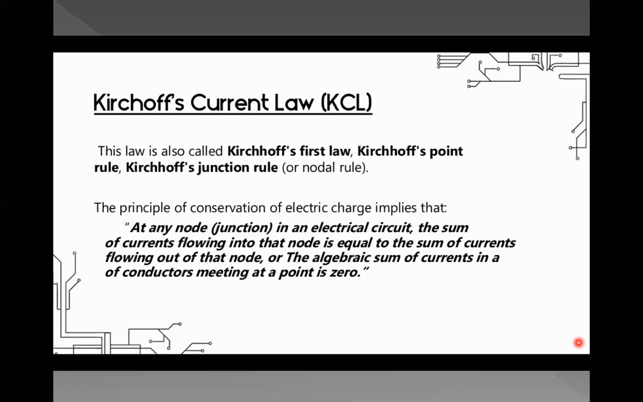The principle of conservation of electrical charge implies that at any node or junction in an electrical circuit, the sum of currents flowing into that node is equal to the sum of currents flowing out of that node. Or simply, Kirchhoff's first law can be defined as the algebraic sum of currents in conductors meeting at a point is zero. It means the algebraic sum of all the currents flowing through that particular node or junction is equal to zero. So that is Kirchhoff's first law, or can be called the current law.